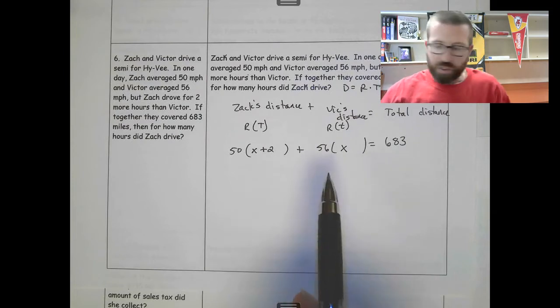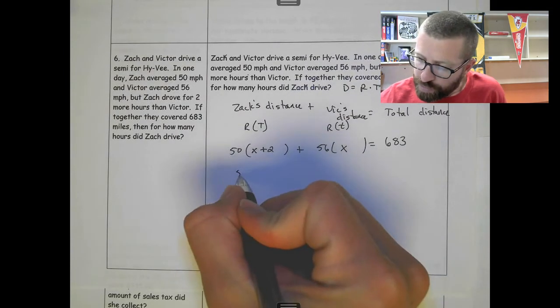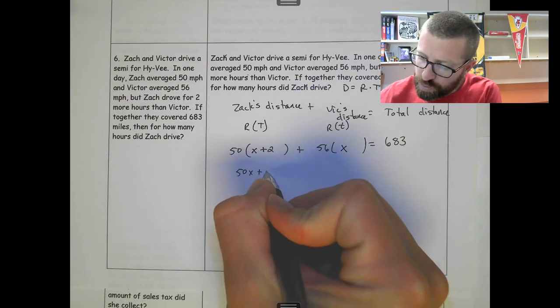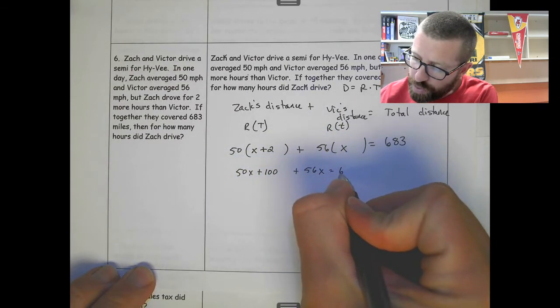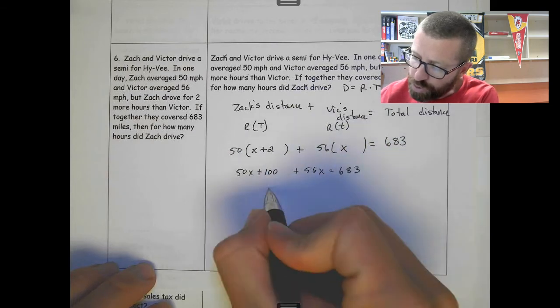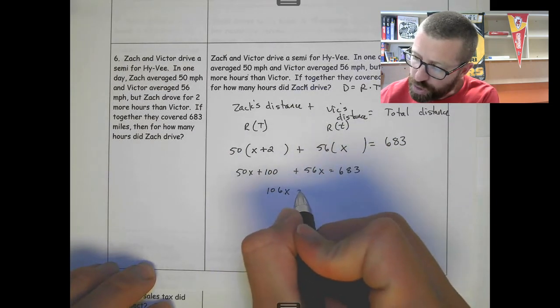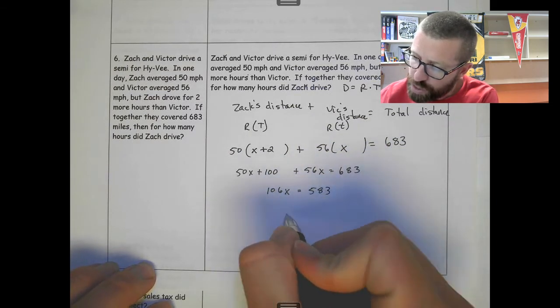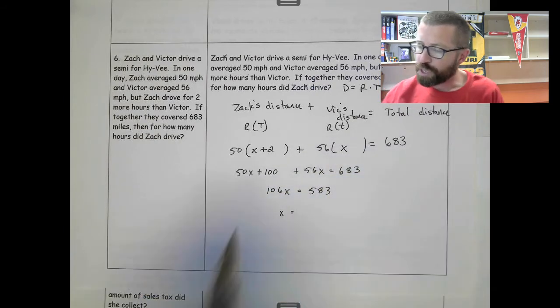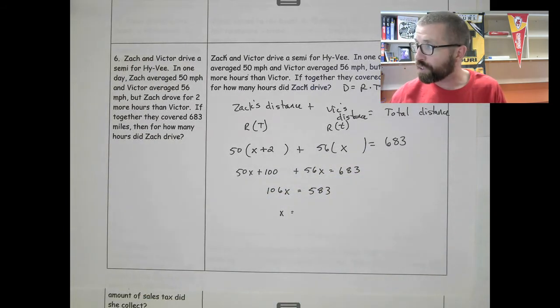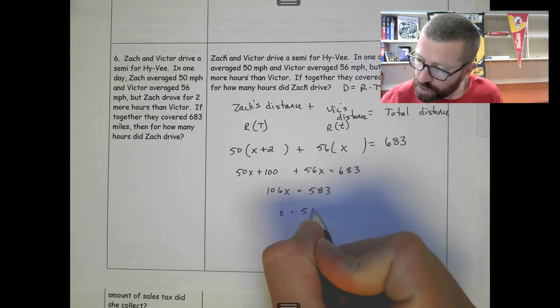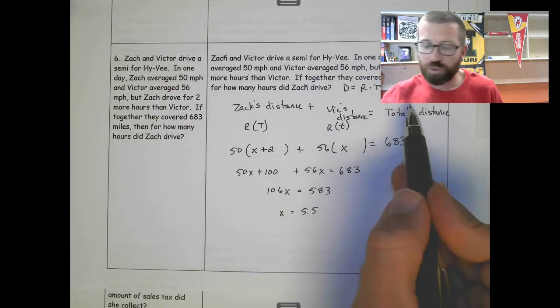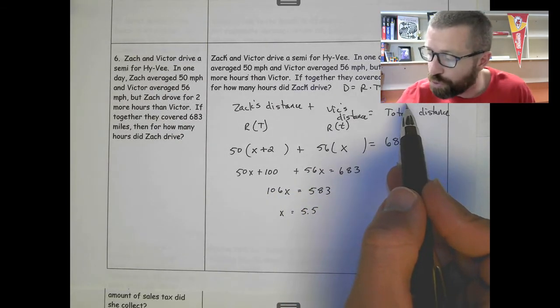And so now we have an equation that we can solve. You can distribute the 50. And then we add those together, we get 106x is equal to 583 when we combine like terms, and then 583 divided by 106, I need a calculator for that, but it's 5.5. And that was x, and this is why you write this down so you have a reference to it. That was Vic's time.